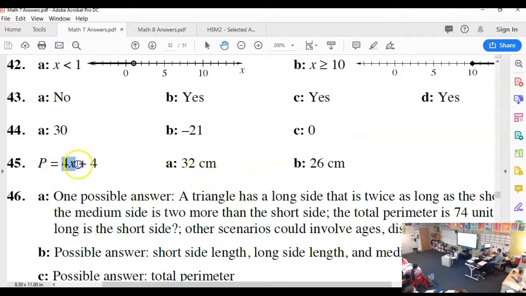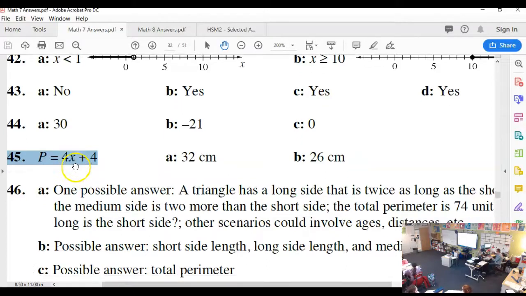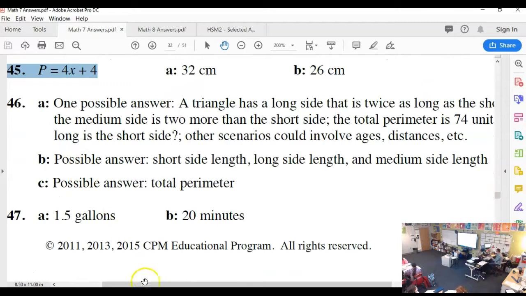So first you find the perimeter expression, and then you plug in x to solve parts A and B. Right? First you find the perimeter expression. Then when x is 7, or when x is 5.5, we plug it in. 46, let's look at 46 together.